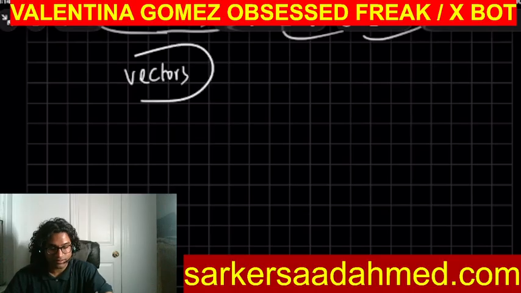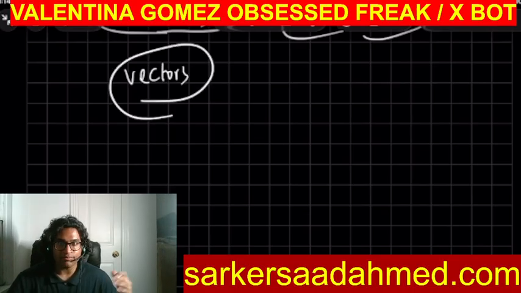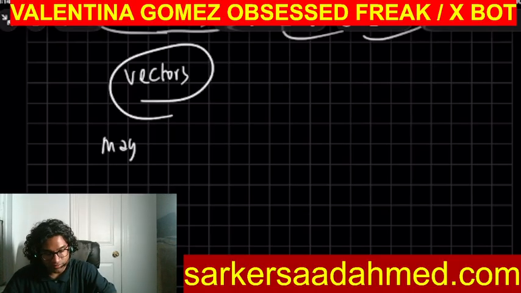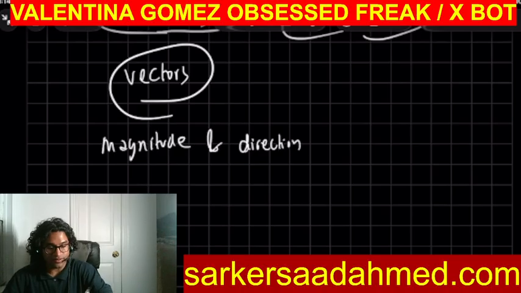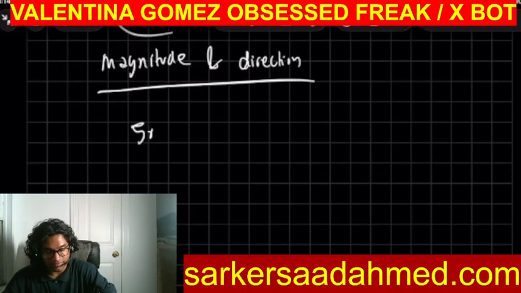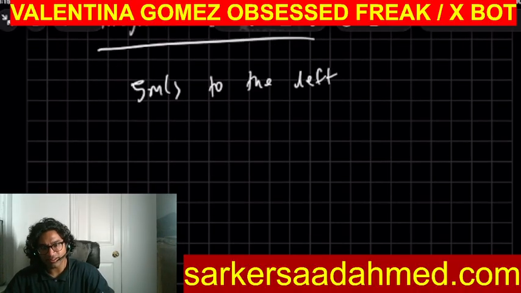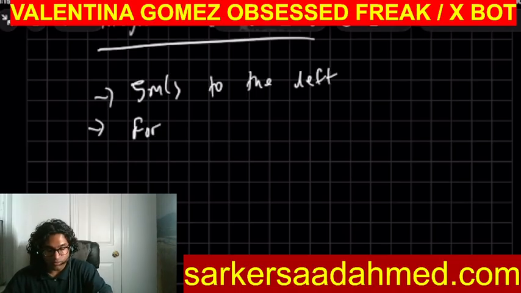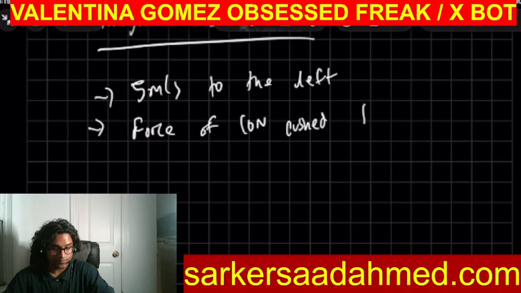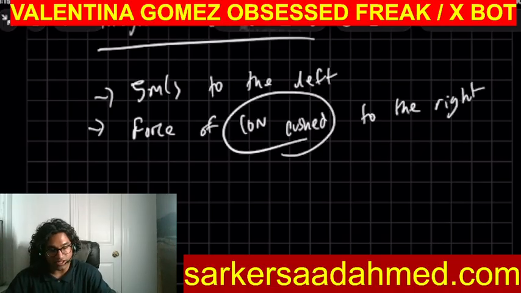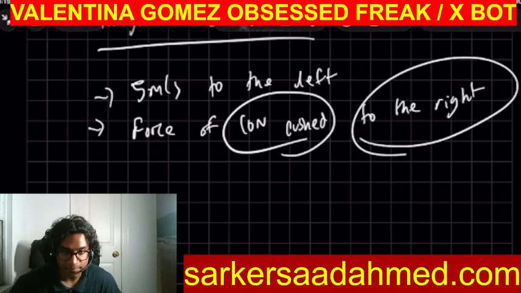Then you have vectors. Vectors have magnitude and direction. So I can say 5 meter per second to the left. Or force, which is also a vector quantity. A force of 10 Newton pushed to the right. You have a magnitude, which is the 10 Newton, and you have a direction, which is to the right.